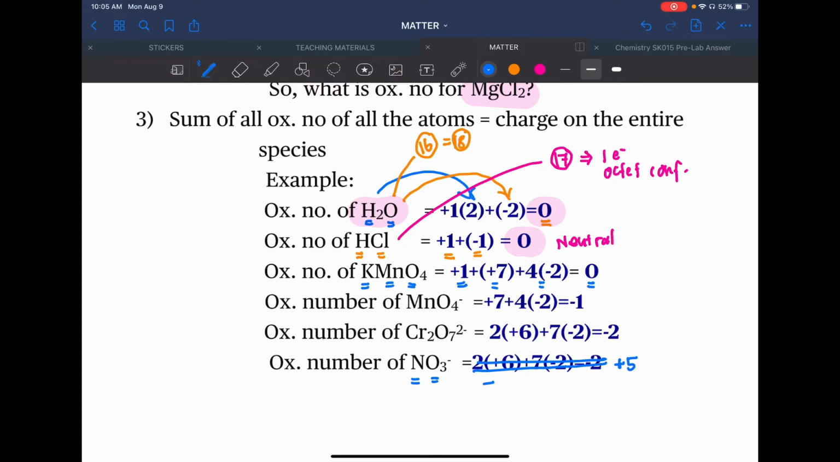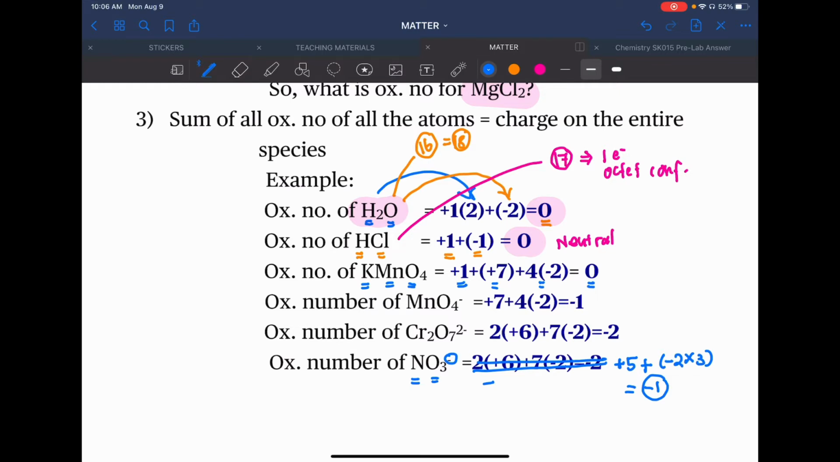Okay, so first, for NO3, for N, the oxidation number is positive 5. Means that nitrogen loses 5 electrons to achieve stable octet configuration. For oxygen kita dah tahu negative 2. But because we have 3 oxygen, so times by 3. So when you add together, you will get negative 1. So the negative 1 corresponds to the charge of your species.